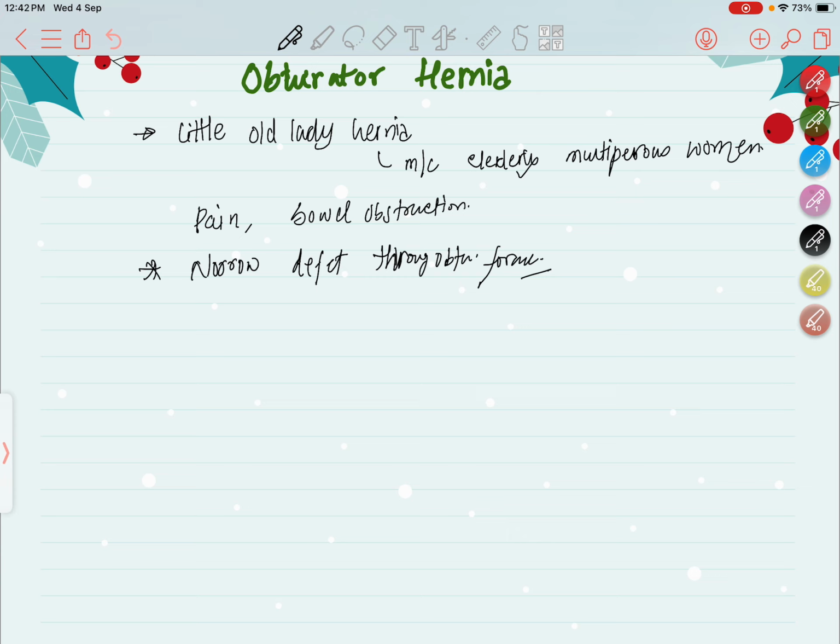The risk factors are because it is an elderly multiparous woman. There is a weakening of the pelvic muscles and the ligaments, and increase in abdominal pressure. And because she is multiparous, she probably has had multiple previous surgeries. So these are the risk factors of this obturator hernia. Then we have pain, bowel obstruction and discomfort as some of the features.